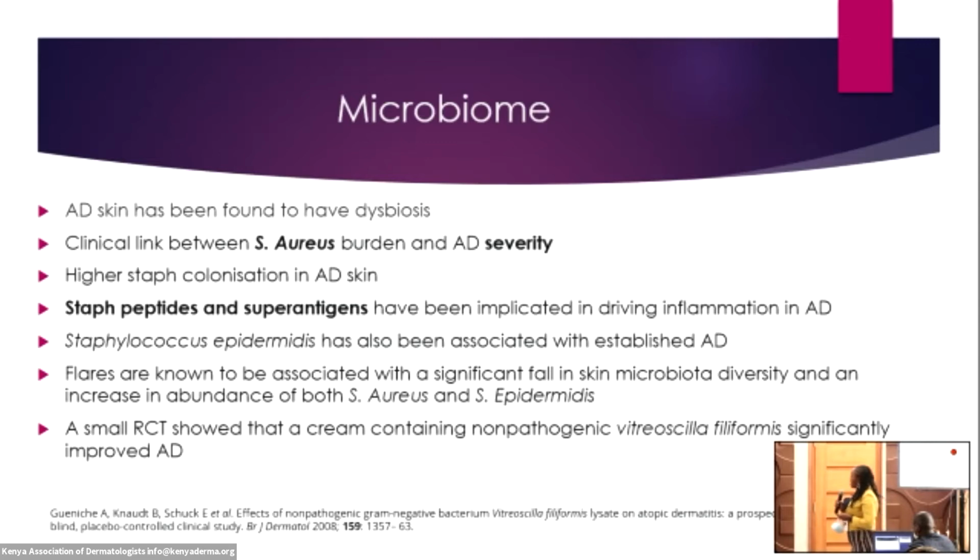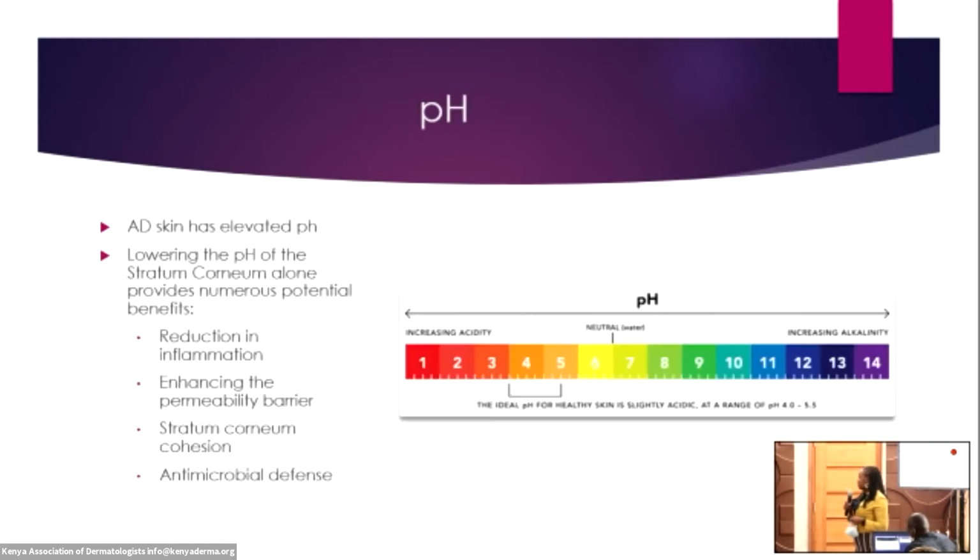A small RCT that was conducted showed that a cream containing non-pathogenic Vitreoscilla filiformis, which is one of the microbiota that live on the skin, significantly improved atopic dermatitis. But as you know, microbiota are not equal. So this one, perhaps it will be discussed when we're discussing management, the role of the microbiome in atopic dermatitis.